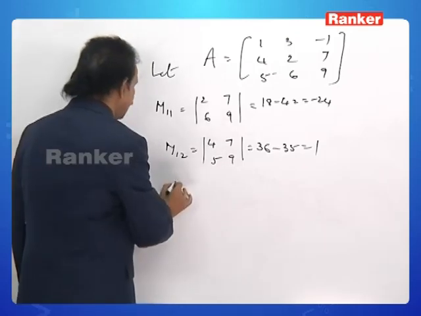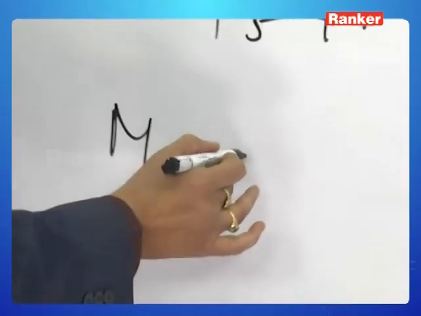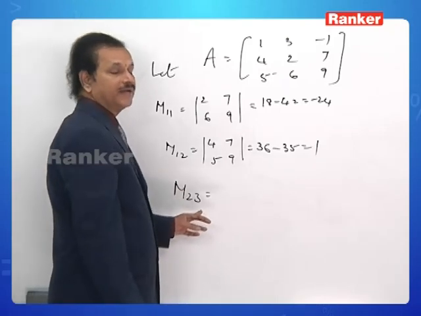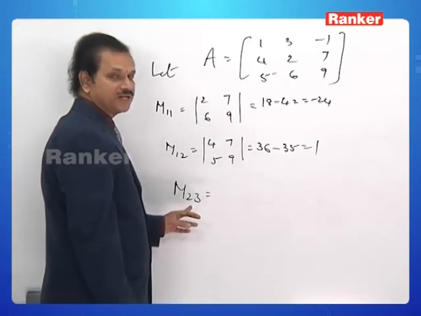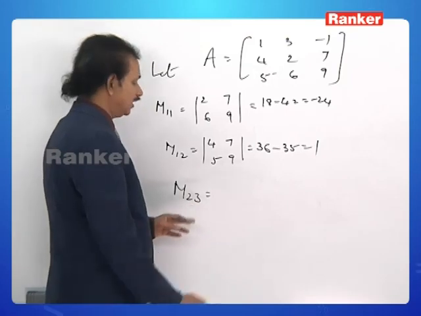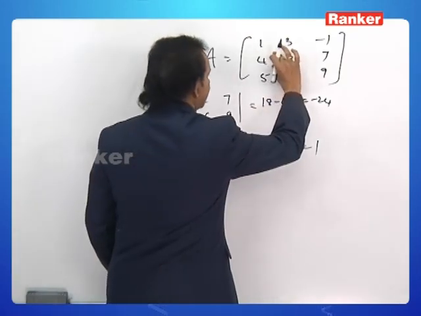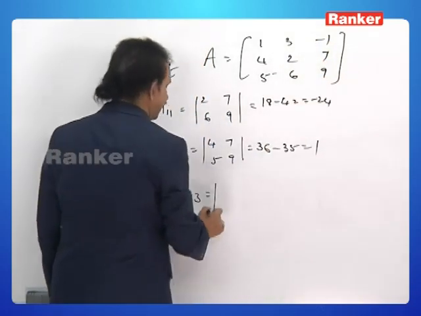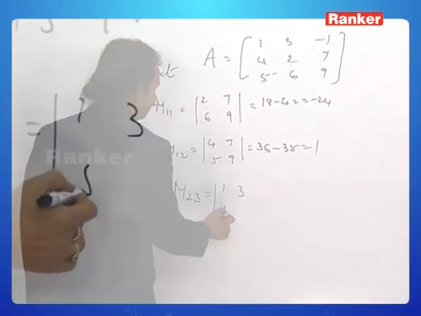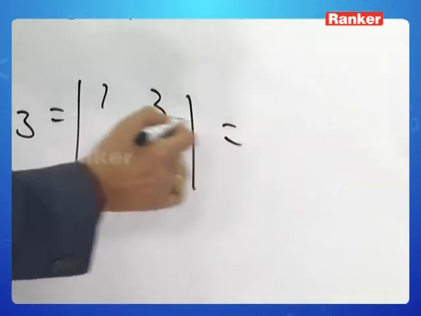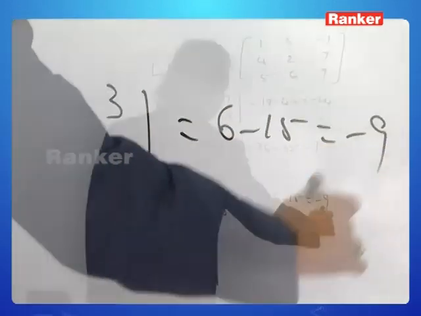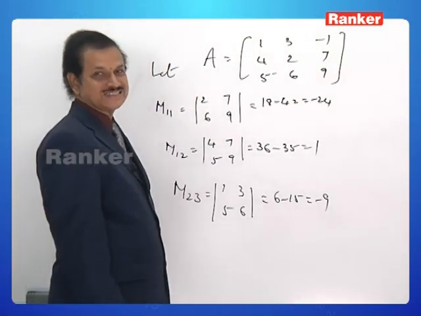And at random, I would like to have some M23. What is the meaning of that? Second row, third column. Minor of the element present in second row, third column. So you delete the second row and you delete the third column. What will remain? 1, 3, 5, 6. So it is 6 minus 15. So this minor is minus 9.